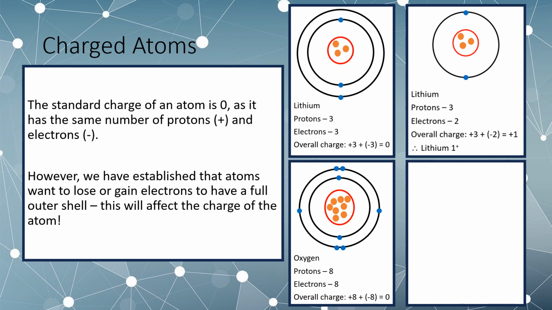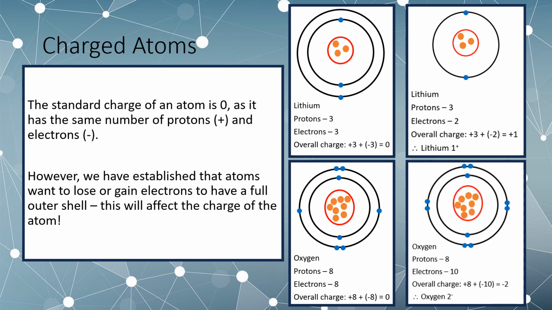We can do the same for oxygen. Oxygen has 6 valence electrons, so we know it's going to gain electrons to fill that outer shell. So if we were to draw that out, we now see oxygen has 8 protons and 10 electrons, in total that is, including that first inner shell with 2. So now its overall charge is positive 8 plus negative 10, which equals negative 2, or 2 negative. Therefore, we would label that as oxygen 2 negative, to indicate that charge on that atom.